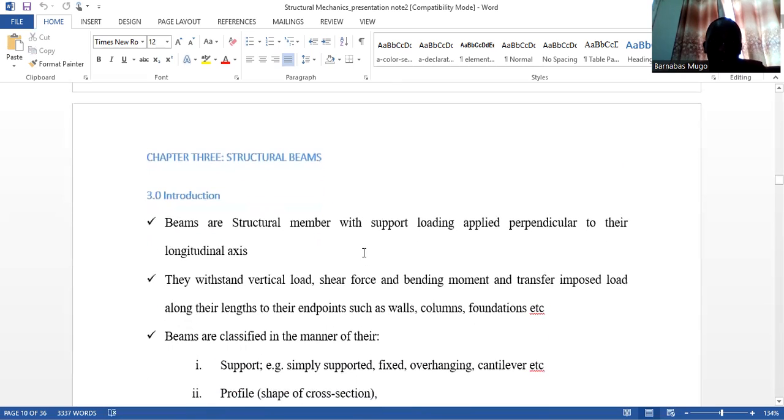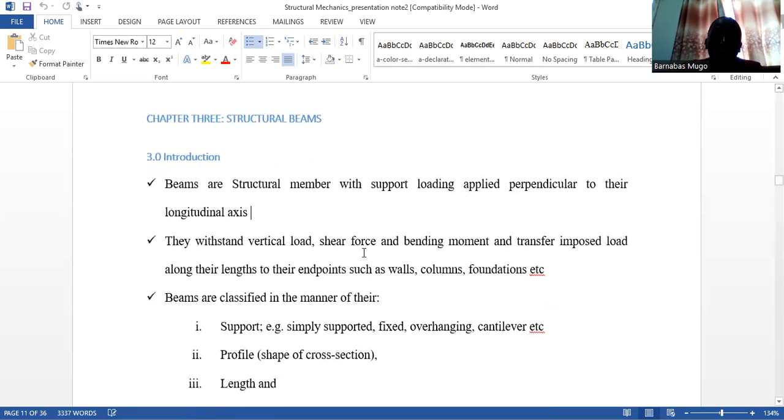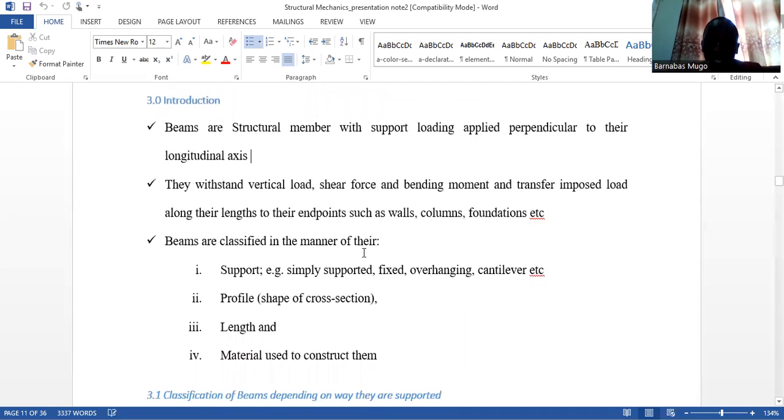So that is as far as topic number 1 is concerned. Looking at topic number 2, we are going to have the structural beam. When we look at the structural beam, one thing that we need to know is that these are structural members that support the loading applied axially or perpendicularly to their longitudinal axis. They are going to withstand the load, the shear force, and the bending moment, and transfer all the imposed load to the end points, which can either be a wall, a column, or a foundation.